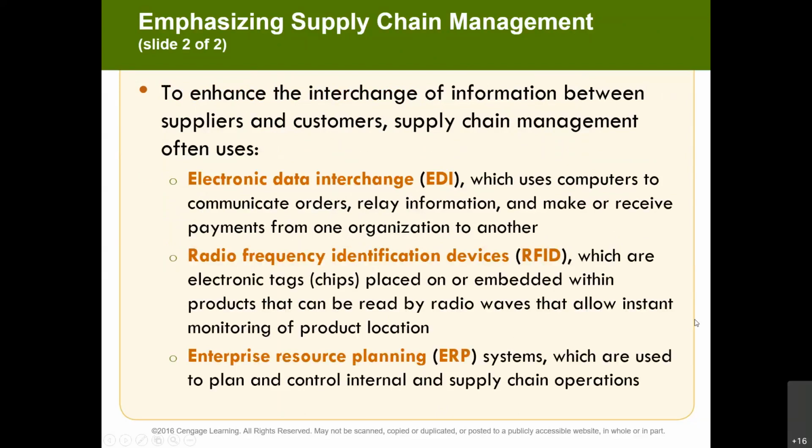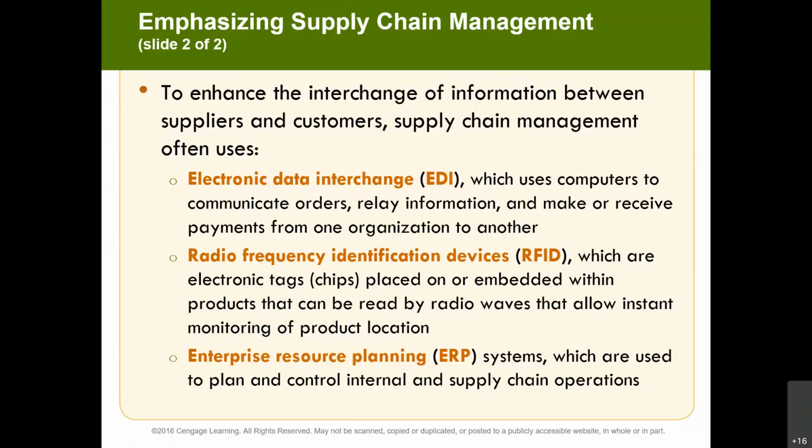Okay, so further looking at the supply chain, to enhance the interchange of information between suppliers, customers, and supply chain management, we use these 3 most commonly used elements. We have the electronic data interchanges. That's just a fancy term for we use computers to communicate with each other, relay information, and receive payments from one organization to another. Of course, computerized payments improve our industry processes where we don't have to wait on the mail for a check to come. We can just simply get a direct deposit, right? So that's electronic data interchange.